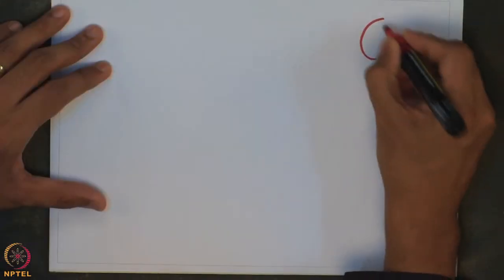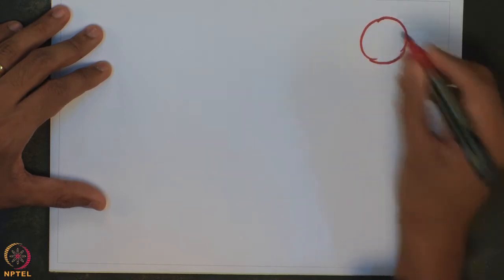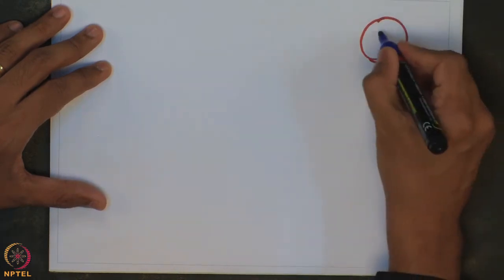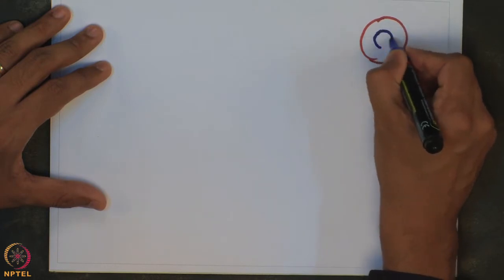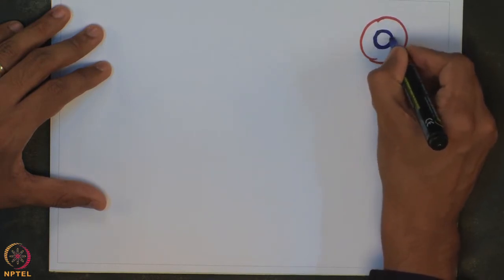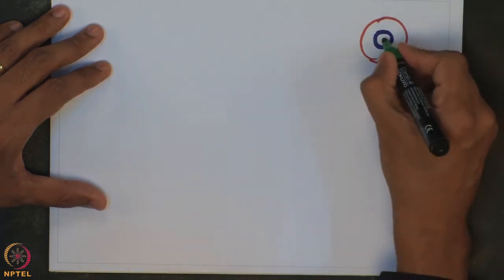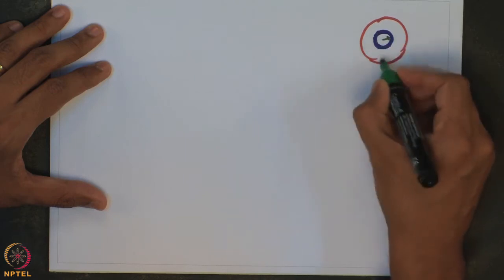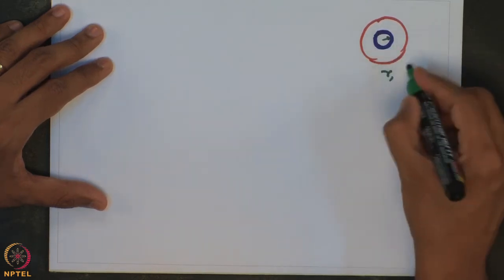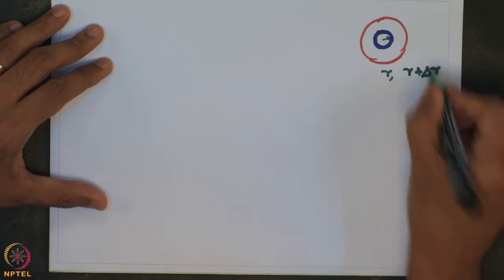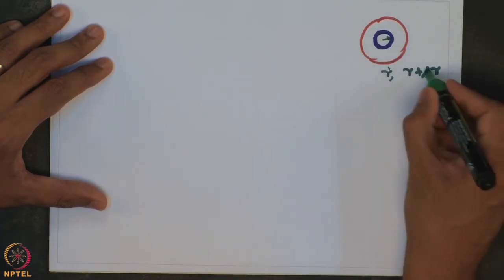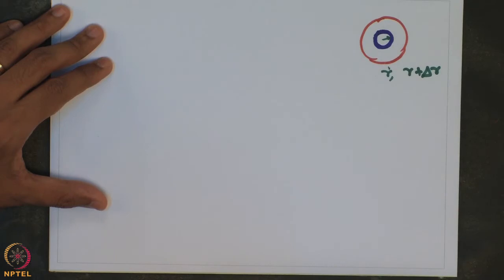In order to write the mole balance, let us have a small sketch here. So, this is my shell, the shell in which I am going to write my mole balance, and let us say that the radius inside is r and the outer radius is r plus delta r. So, this is the inner radius and r plus delta r is the outer radius.